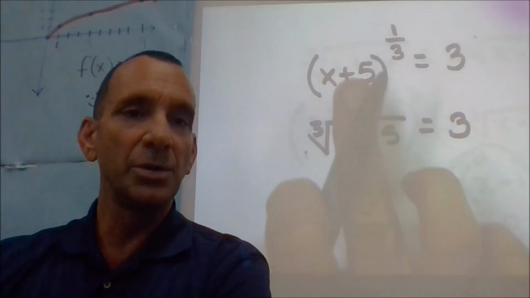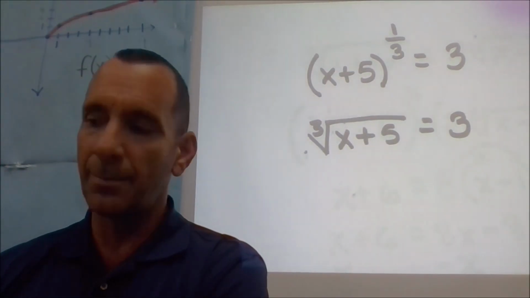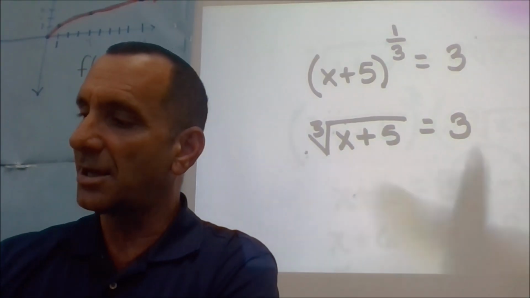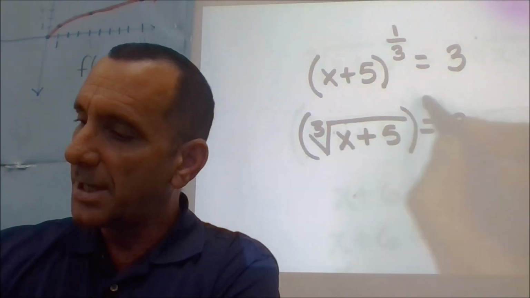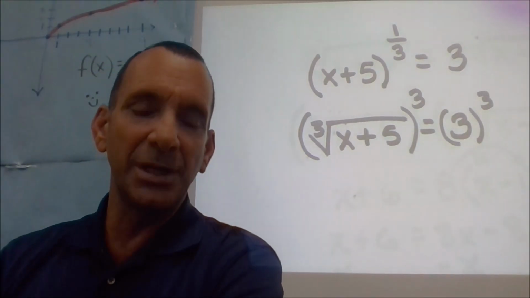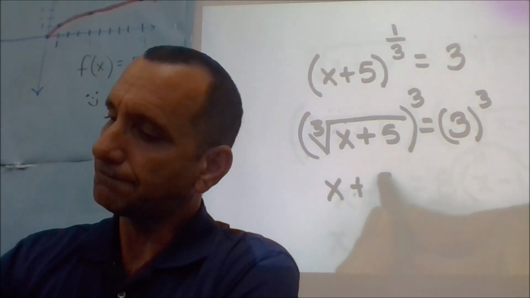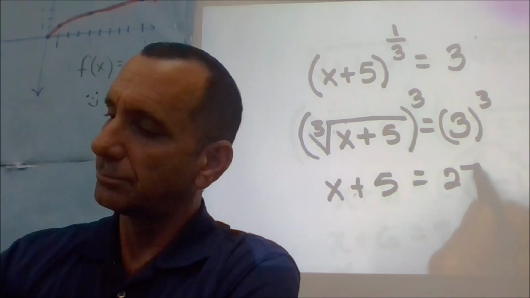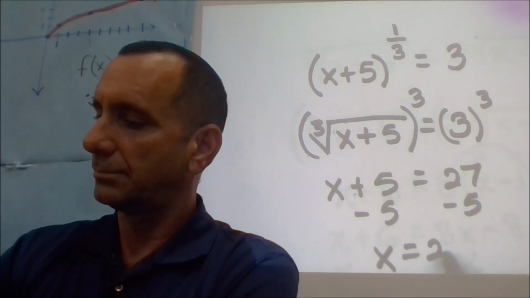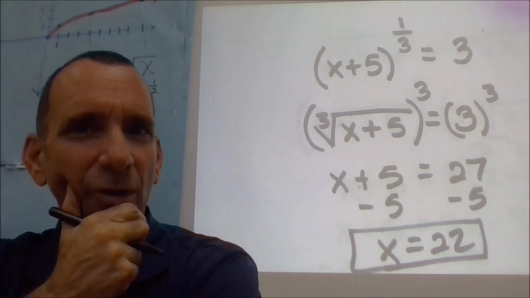All I did was change from rational exponent to radical form, and now that radical is already isolated by itself. So to get rid of it, we can cube it, but we'll have to cube that 3 there, which is pretty easy for us at this point. Here we go. That was a nice quick solve.